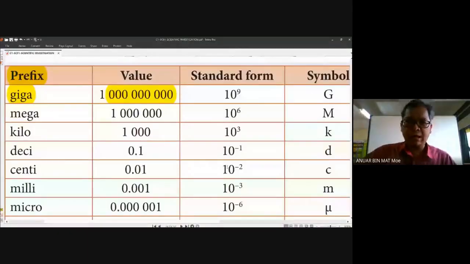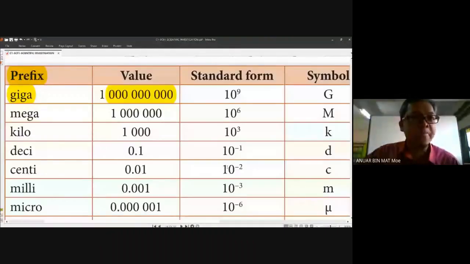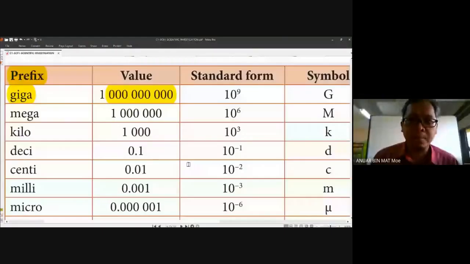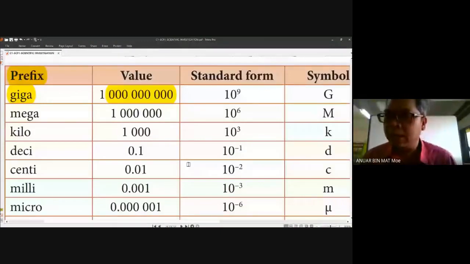So if somebody asks you 1 giga, meaning how many million? 1 giga meaning it is 1 billion or 1,000 million. With a prefix, we just try to simplify it because the value is too big or too small. So giga is equal to 1 billion. Any problem here?